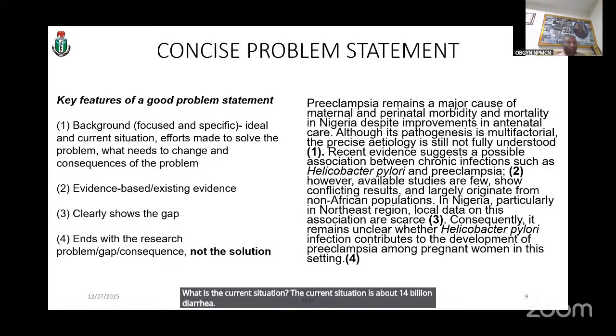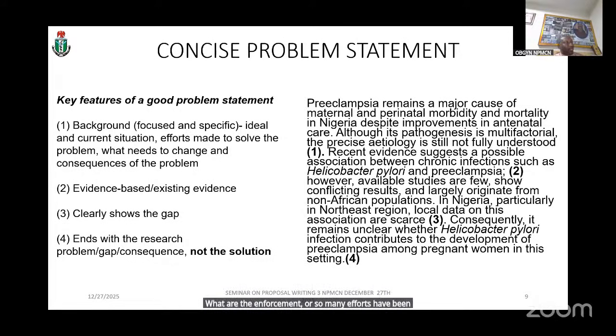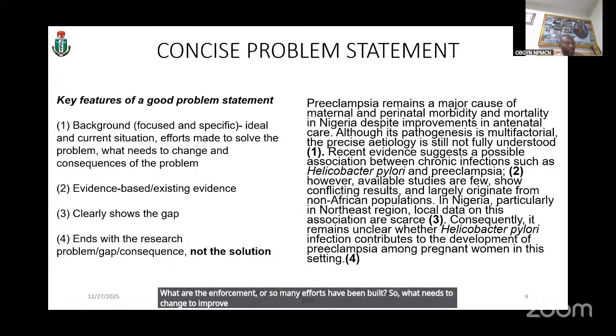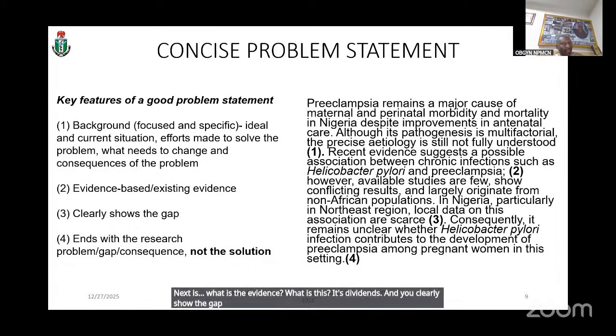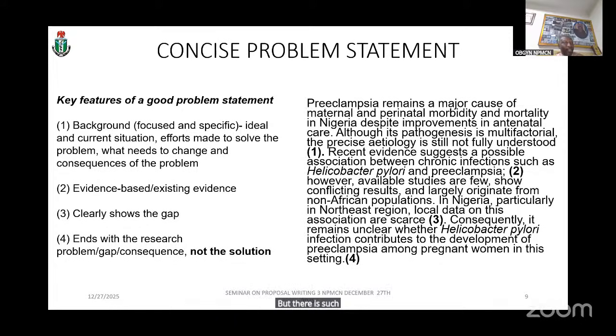What are the efforts made? So many efforts have been made. So what needs to change to improve the consequences of this problem? Next is, what is the evidence? And you clearly show the gap and then end that with a research problem. So these are the key components of a problem statement.